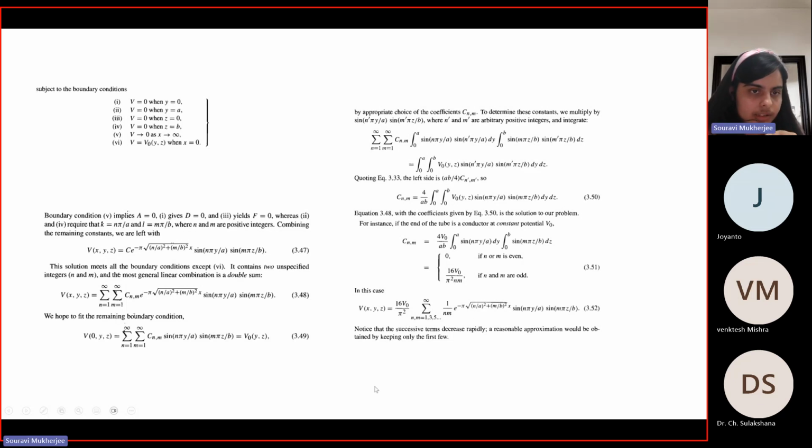Okay? So these steps are quite similar, just you have to be careful about how you choose your constants based on the boundary conditions that you have, okay? And try to use the Fourier trick.